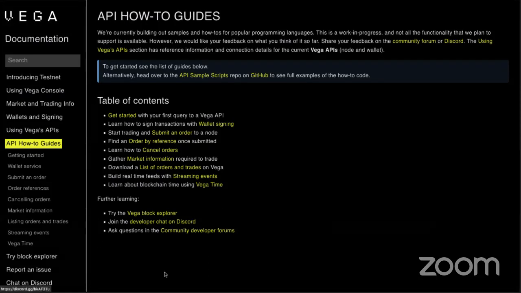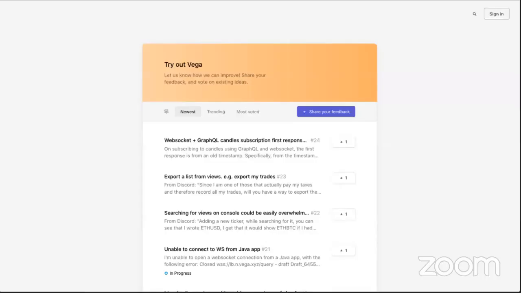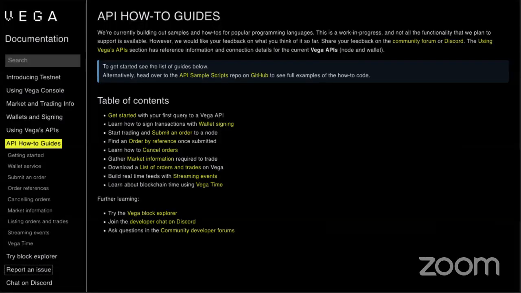If you find something wrong on testnet or on the documentation, or something is missing, please feel free to report an issue. That'll take you through to our NALT page, and the NALT page can be used to share your feedback with us and to get started. You can also report feedback in Discord or use the forums as well. I'm very happy to take that in any of those channels.